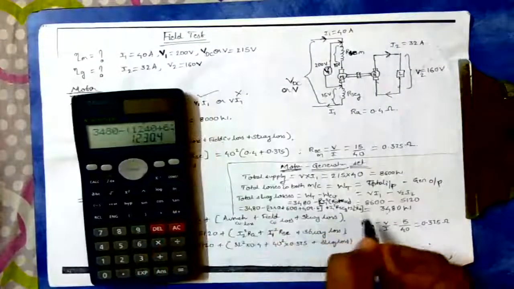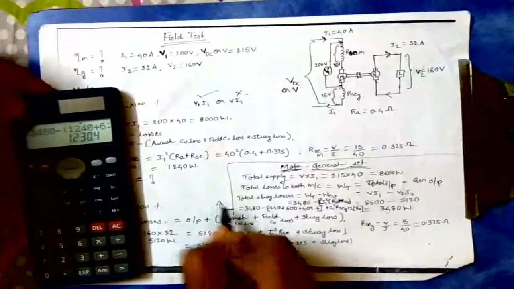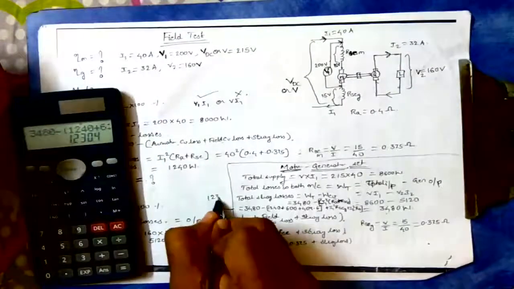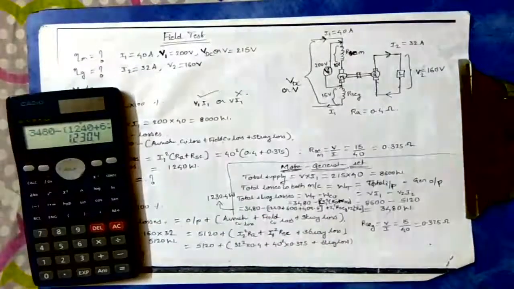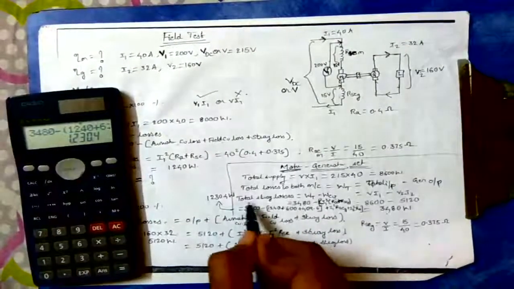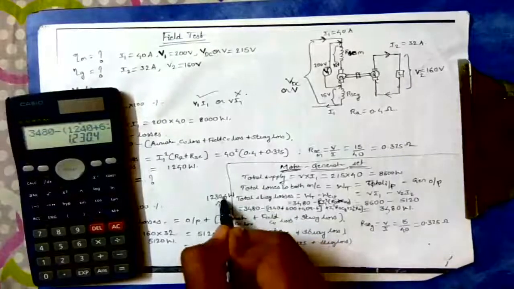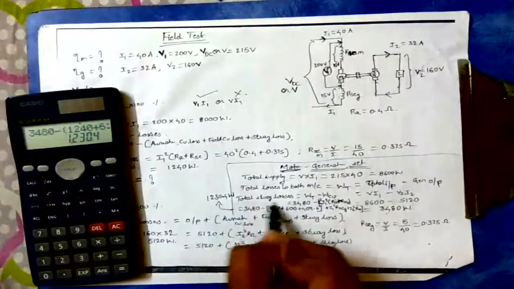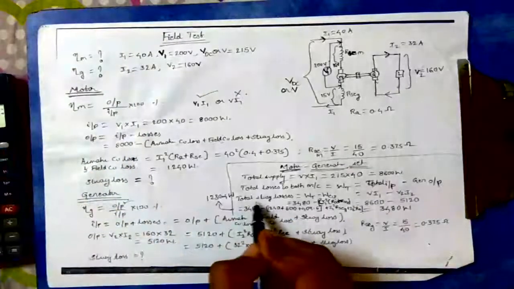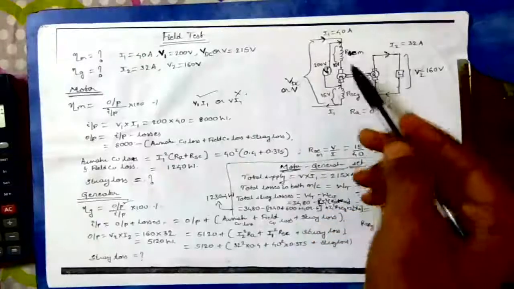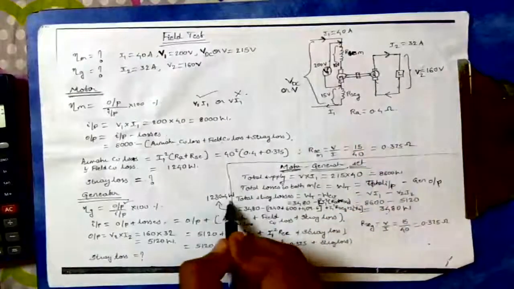Where shall I write it? I don't have space here. Somehow I'll manage here. It is 1230.4 watts. This is your total stray losses occurring in both the machines, not just an individual machine. So how do we calculate the individual stray loss in the motor as well as in the generator? Yes, we can divide it by 2.